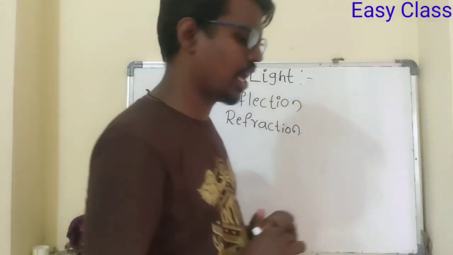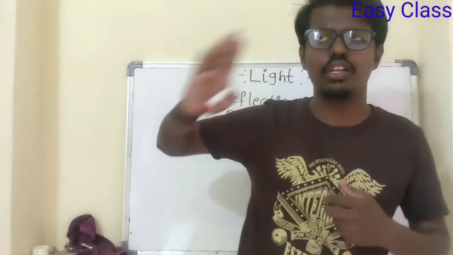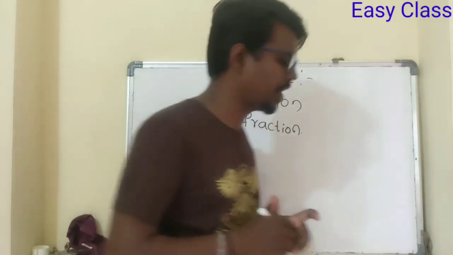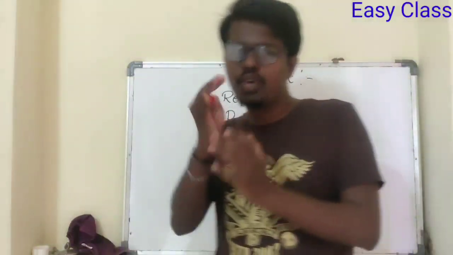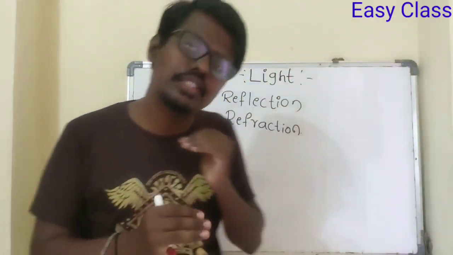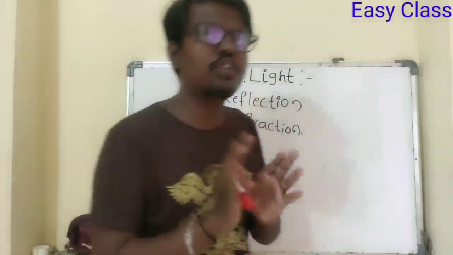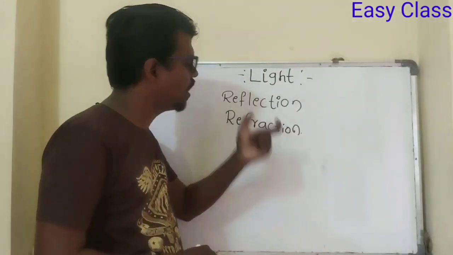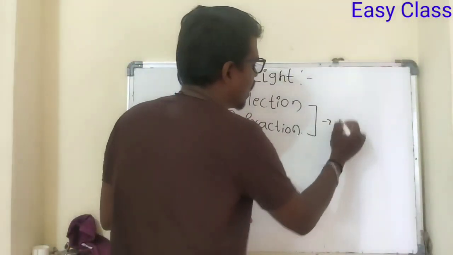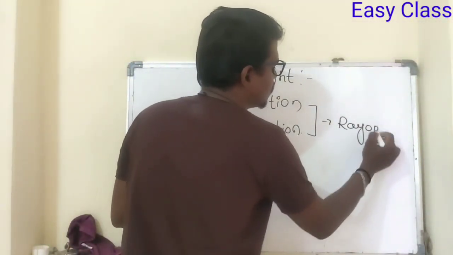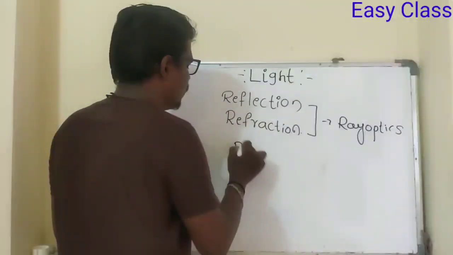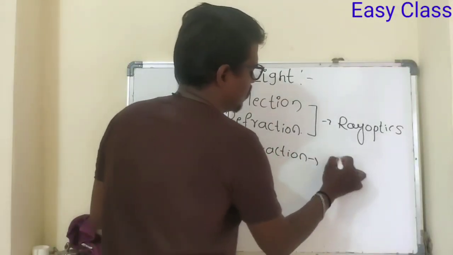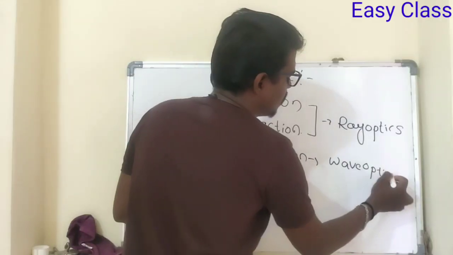Okay, diffraction of light we have to learn in the wave optics chapter of class 12th, because in the case of diffraction we need to assume that light behaves as a wave. Due to this reason we take that concept under wave optics. Now, reflection and refraction come in the ray optics chapter, and diffraction comes in the wave optics chapter.